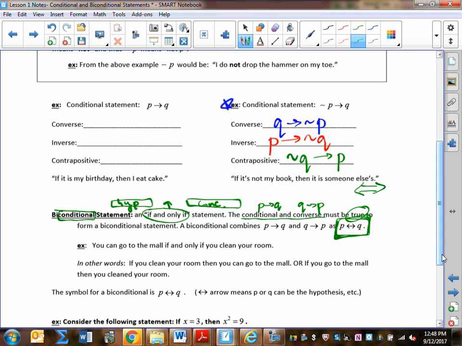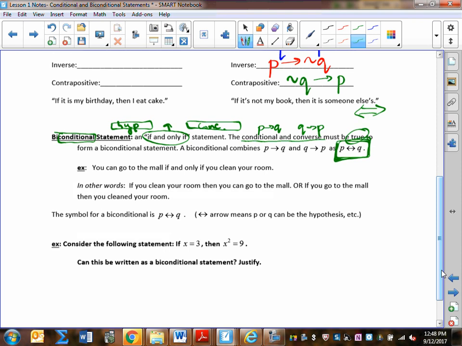So your mom might say to you, you can go to the mall if and only if you clean your room. What this means is, if you clean your room, then you can go to the mall. Or if you're able to go to the mall, then that means you cleaned your room. Okay? So it goes both ways. So again, the symbol for a biconditional is that double arrow in both directions. And this means that either P or Q could be your hypothesis.